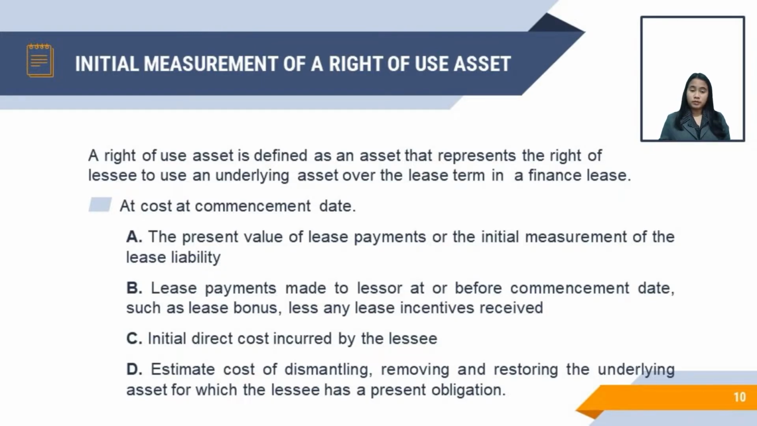And after knowing the initial measurement of a right-of-use asset, ano ba yung mga included dito? We have four. The first one is the present value of lease payments or the initial measurement of the lease liability. Next is the lease payments made to lessor at or before commencement date, such as lease bonus, less any lease incentives received. Next is the initial direct cost incurred by the lessee, and lastly, estimated cost of dismantling, removing, and restoring the underlying asset for which the lessee has a present obligation.